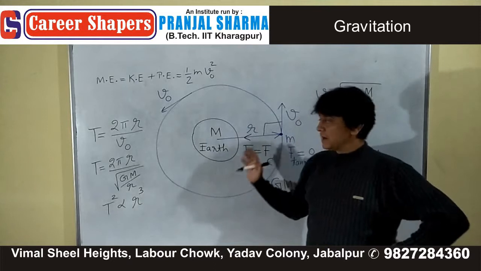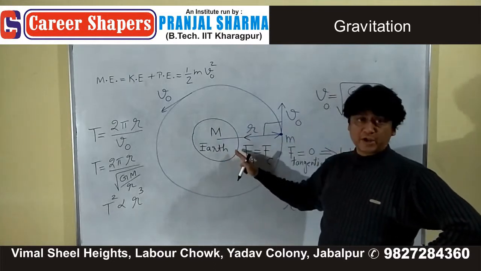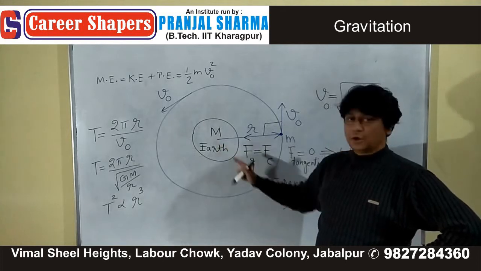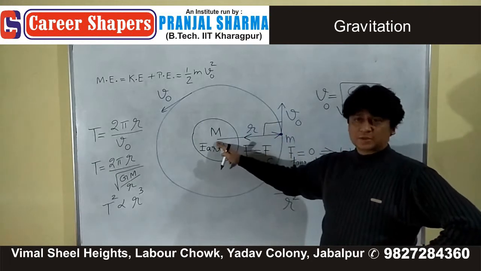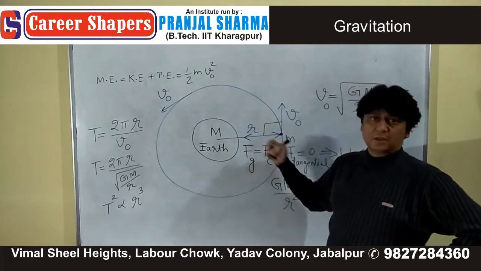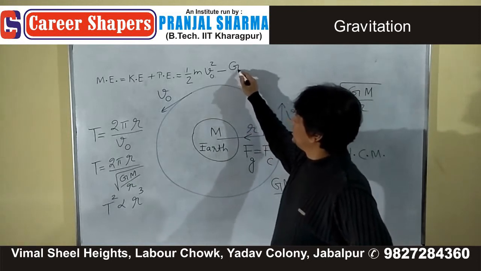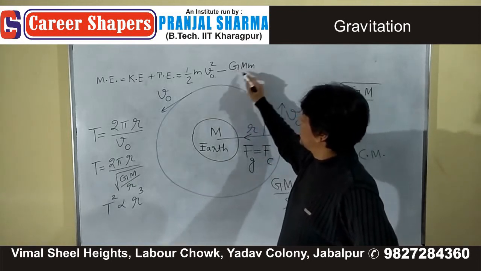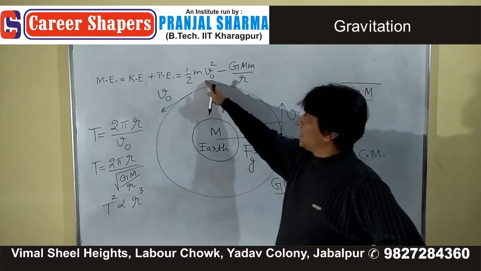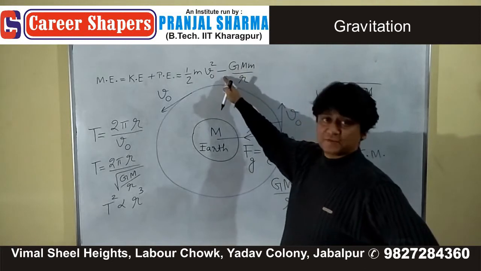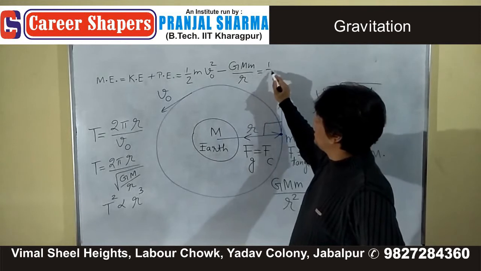I told you that if you are outside, then you can consider Earth as a point mass at the center. Now, if you have 2 point masses separated by a distance of r, then their potential energy is given by minus of GMm divided by r. This is kinetic. This with negative sign is gravitational potential energy.